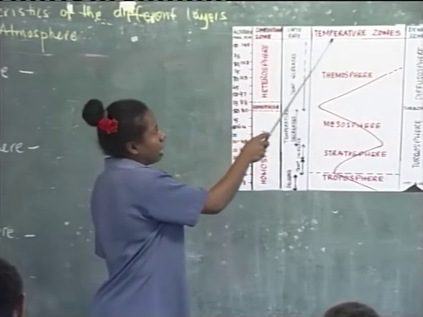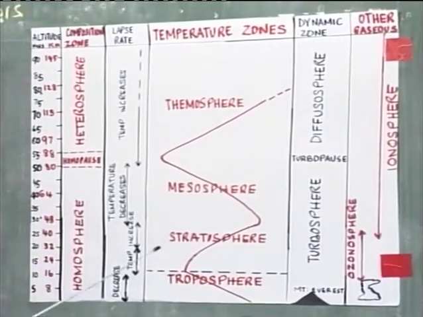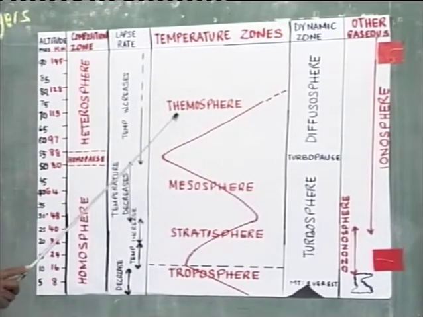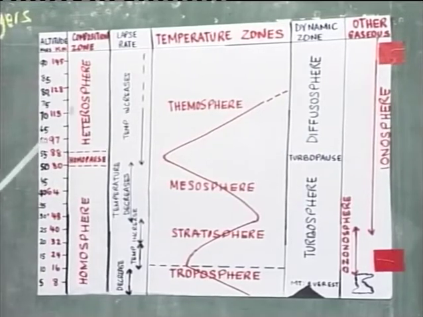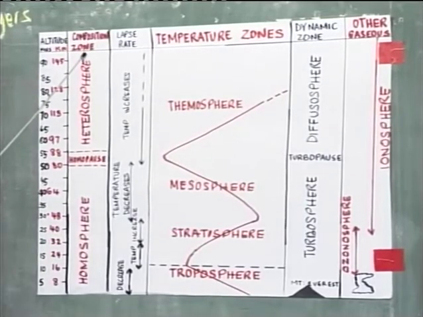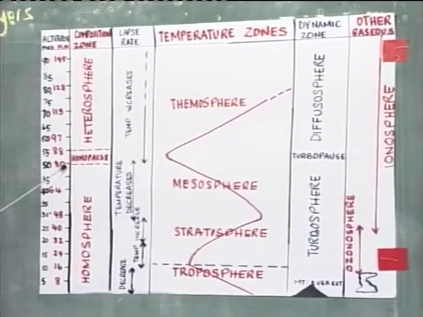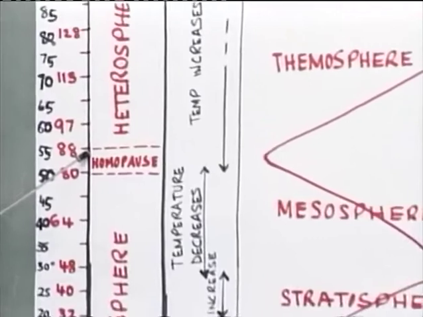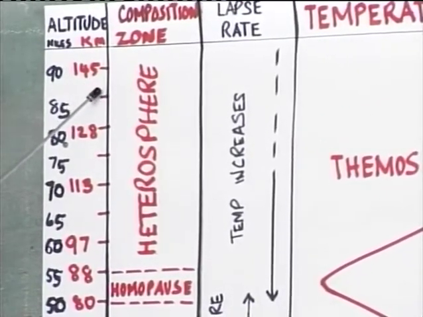We concentrated mainly on the temperature zones. Therefore, we were able to come up with words such as the troposphere, the stratosphere, the mesosphere, and the thermosphere. The atmosphere can also be classified according to the composition zone. And in the composition zone, you have the homosphere up to about 80 kilometers, and then the heterosphere from about 88 kilometers up to 145 kilometers and beyond.